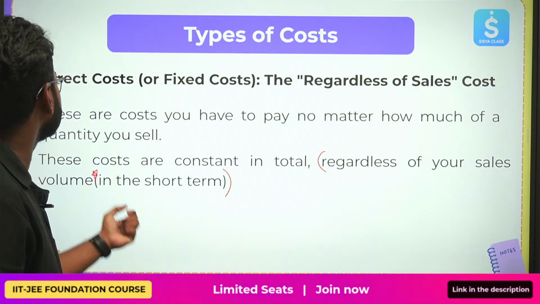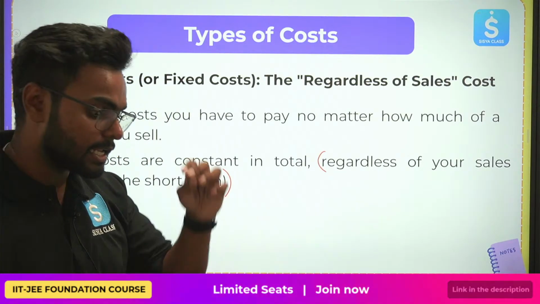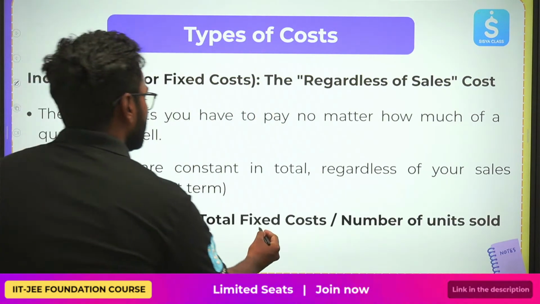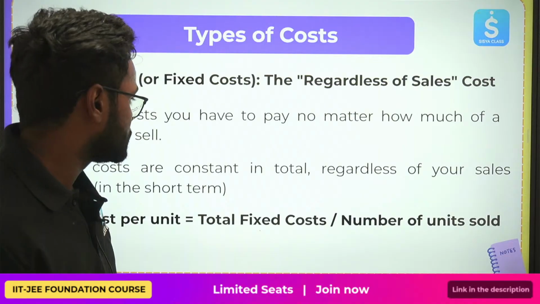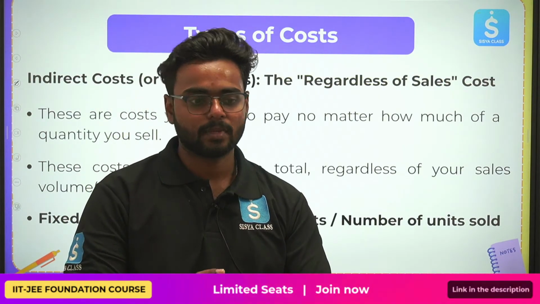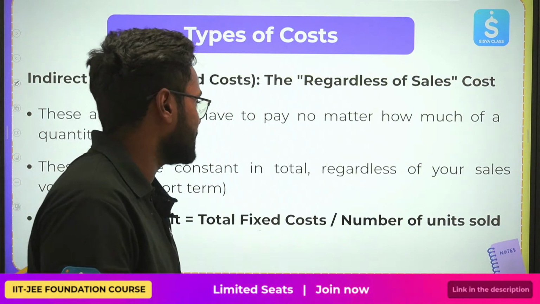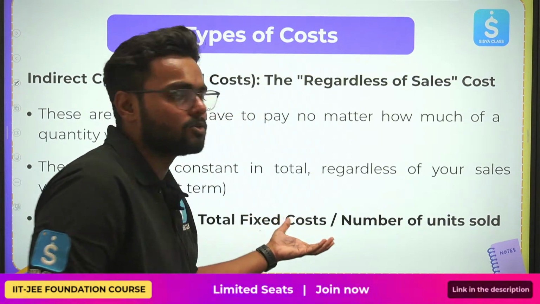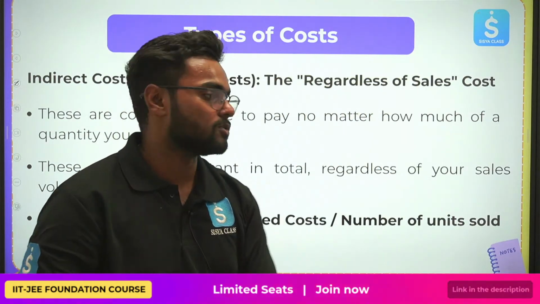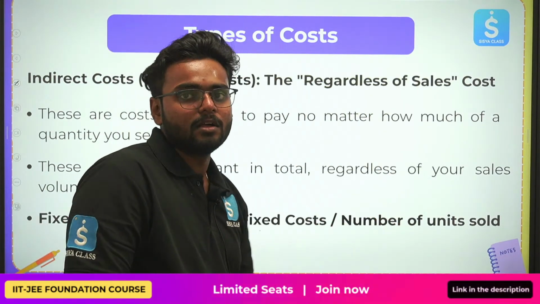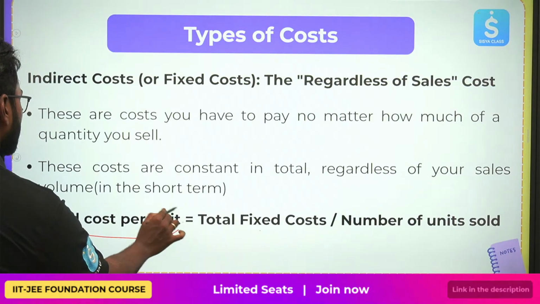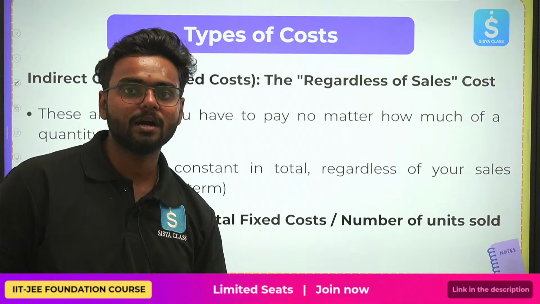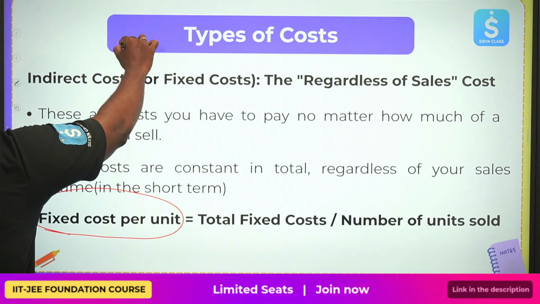Now, how do you find this indirect cost, right? We can find it using the total fixed cost and the number of units sold. So, if you know the total fixed cost, divided by the total number of units sold. If your total fixed cost is 10,000, and the number of units you're selling is 100, that would give the fixed cost per unit. This is the formula to find out the fixed cost per unit. So we understood what indirect cost is also.